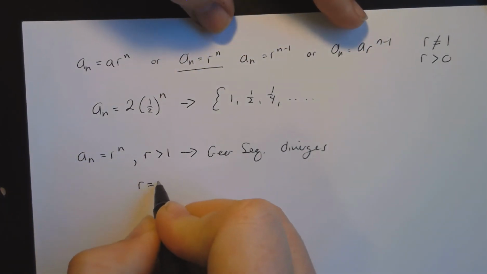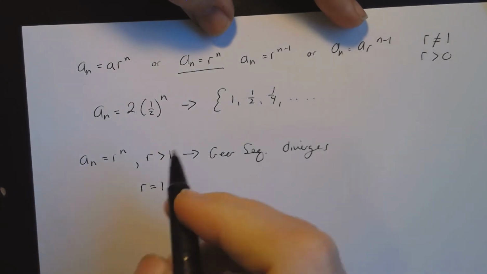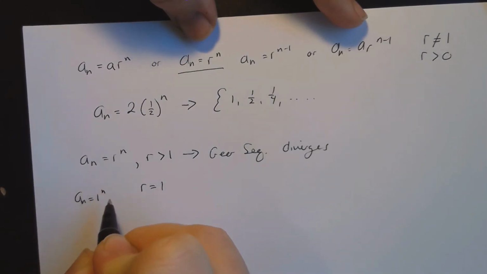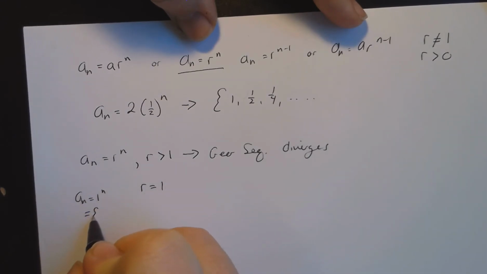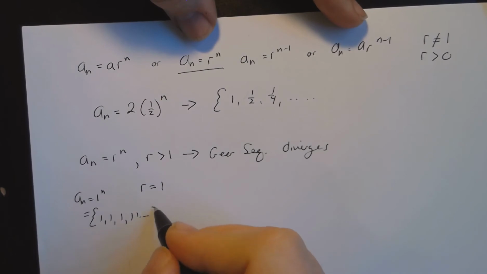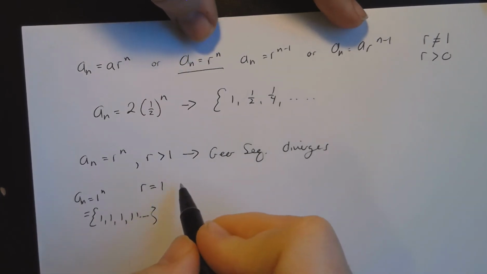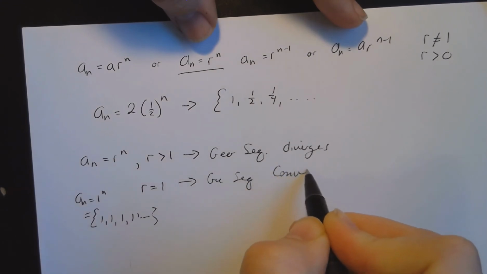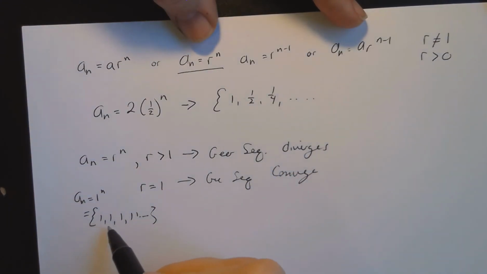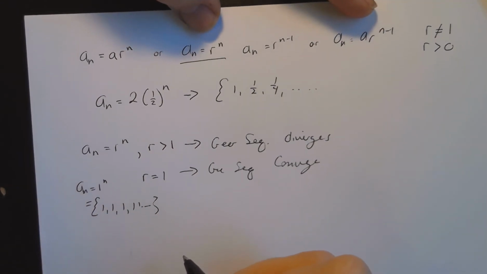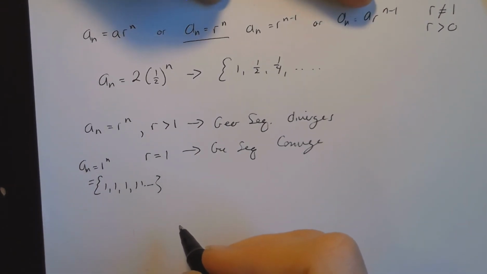Now, what if we talk about r equals 1? Well, if r equals 1, then this sequence simply becomes a sub n equals 1 to the n. Well, 1 to the n is nothing more than just a bunch of 1s in that specific order. So what we would say there is that this is obviously converging. This is a geometric sequence that is converging, and it's converging specifically because it's the sequence of all 1s. It converges to the value of 1. As n gets larger, the sequence does approach 1.